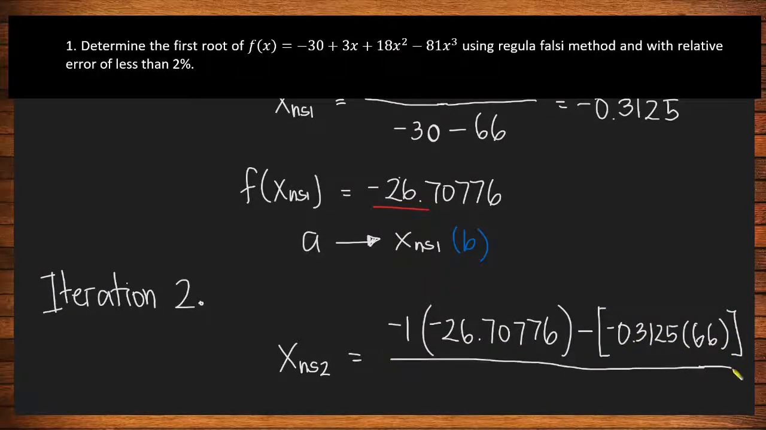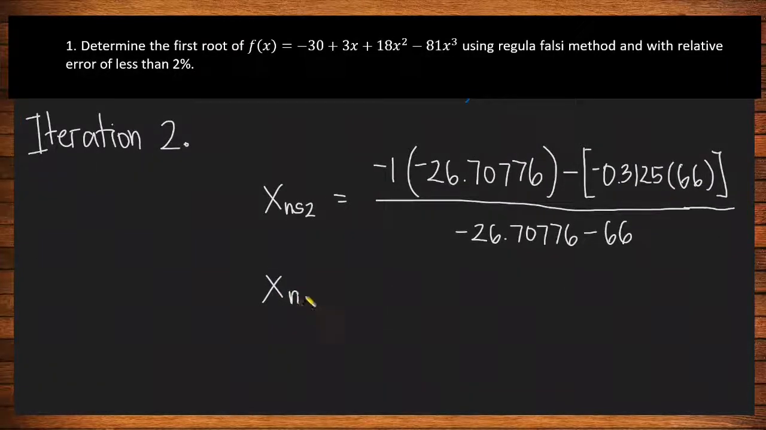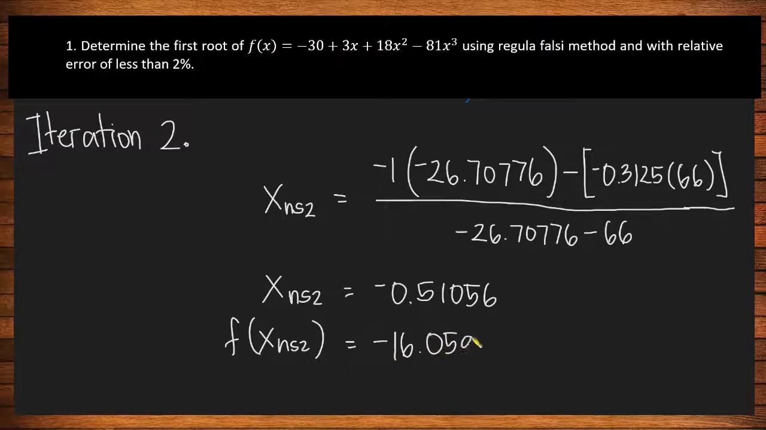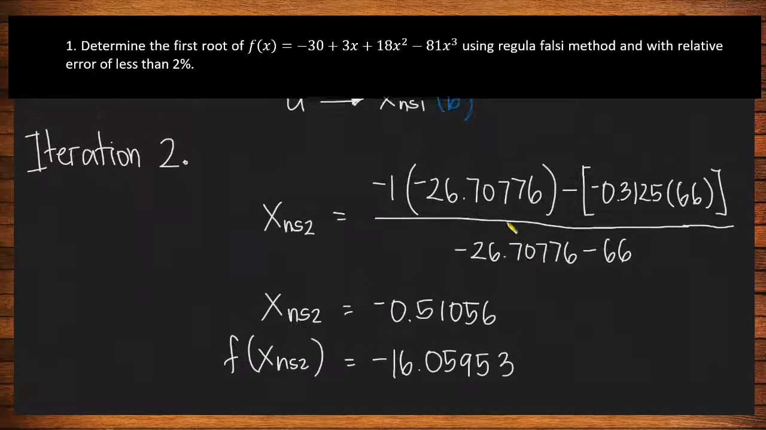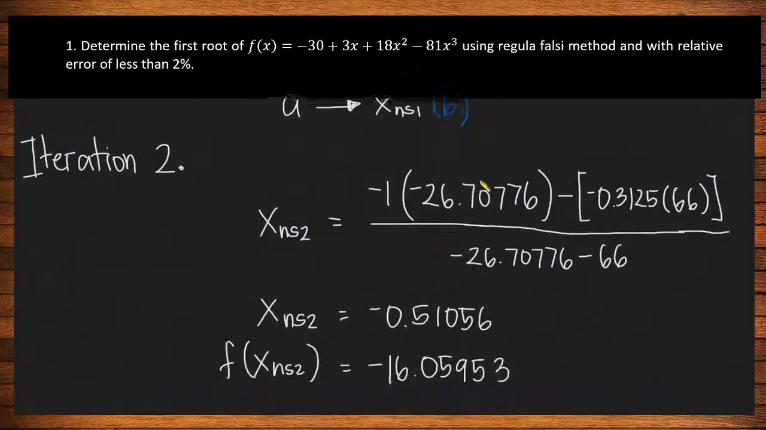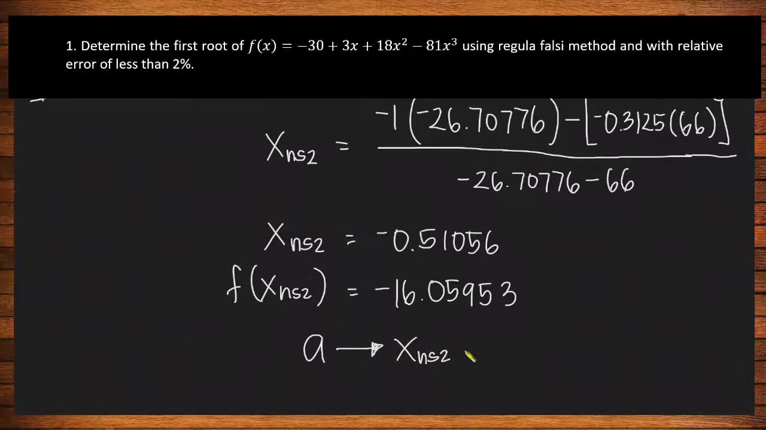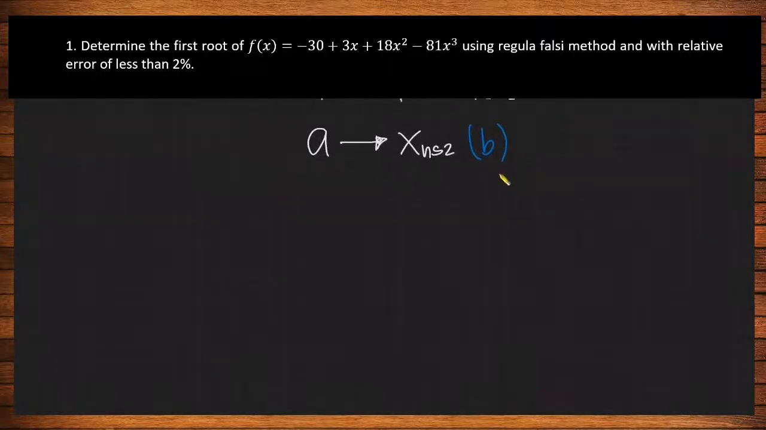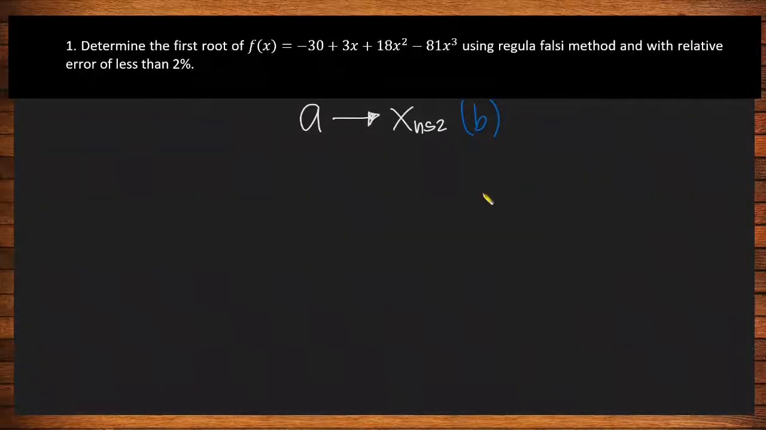We now have the new value of our estimated numerical solution, which is equal to -0.51056. Again, let us check na lang yung sign ng function at this point. So we can see that the sign of our function at this point is negative. Ibig sabihin, yung true solution natin lies between a and this new estimated numerical solution. So for our next iteration, ito naman yung gagamitin natin na interval. So again, we need to perform more iterations until we satisfy the condition given by the problem, which is a relative error of less than 2%.